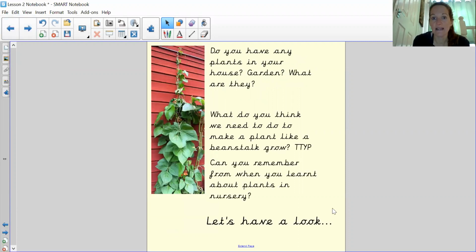So do you have any plants in your house or in your garden? What are they? Oh, that's really exciting. So what do you think we need to do if we are going to grow a beanstalk? What do you think? Can you remember from when you learned all about plants way back when you were in nursery?